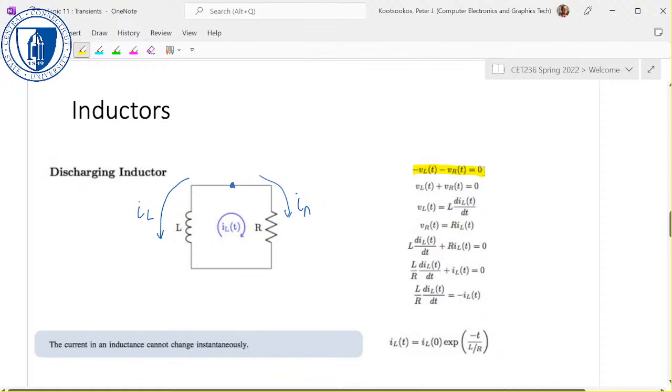Oops, that's not a KCL equation. What is it? Jason, you know what it is. KVL, exactly.